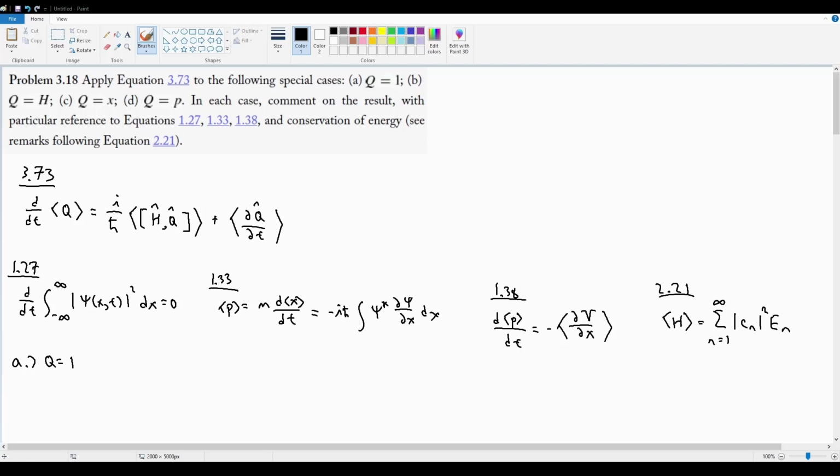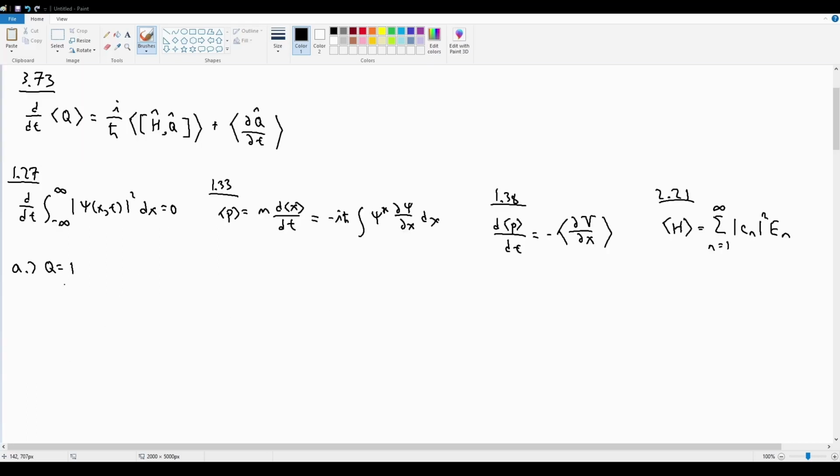Let's start immediately with part A, which is to say, okay, suppose that Q is equal to 1. And there's not really any operator that is just equal to 1. But if there was one, then its rate of change would be based on 3.73. So let's write that out fully now in terms of Q being equal to 1. So d by dt of our expectation value of Q is going to be i over h bar times the expectation of the commutator between the Hamiltonian and our new Q operator, which turns out to just be 1, plus the expectation of the partial of our Q hat operator, which is still 1, over dt.